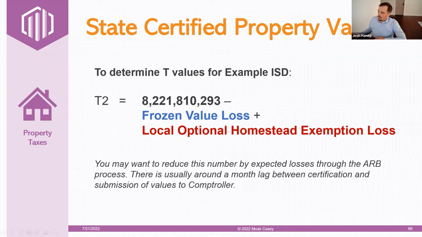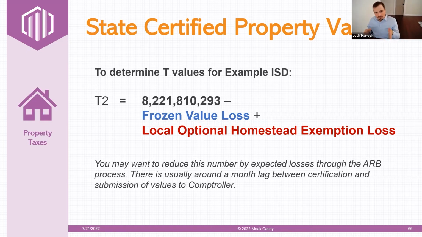As you see my little note here, you may want to reduce this if there's any expected losses through the ARB process. Okay, remember, you don't want to adjust this number for LPBS, right? For LPBS, you take the grand total number and you stick it in the LPBS. But remember the timeline that I touched on earlier. You get your July 25th certified, and then late August, early September, your CAD submits that to the controller's office.